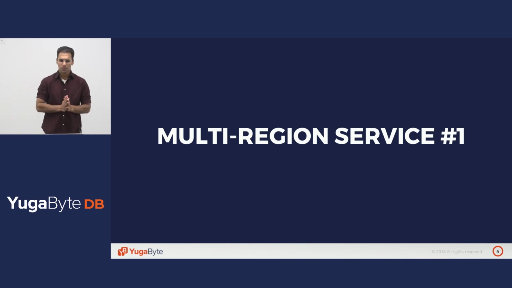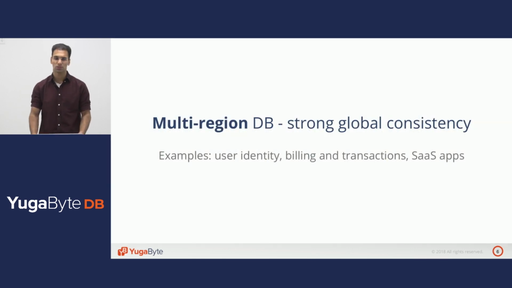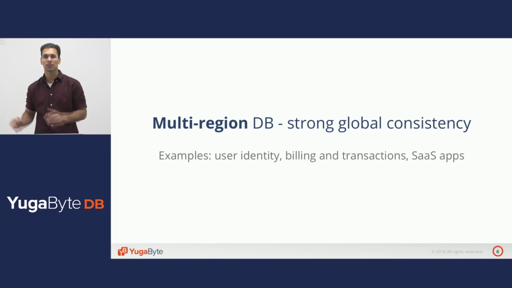Let's look at a couple of deployments of Yugabyte in a geo-distributed setup. The first multi-region service that we talk about when using Yugabyte is one that requires strong global consistency. Examples of such applications are when you build a user identity service where users try to log in and change their password, view their profile, etc., a billing or transactional service, or even a variety of different SaaS applications that you interact with today on a daily basis.